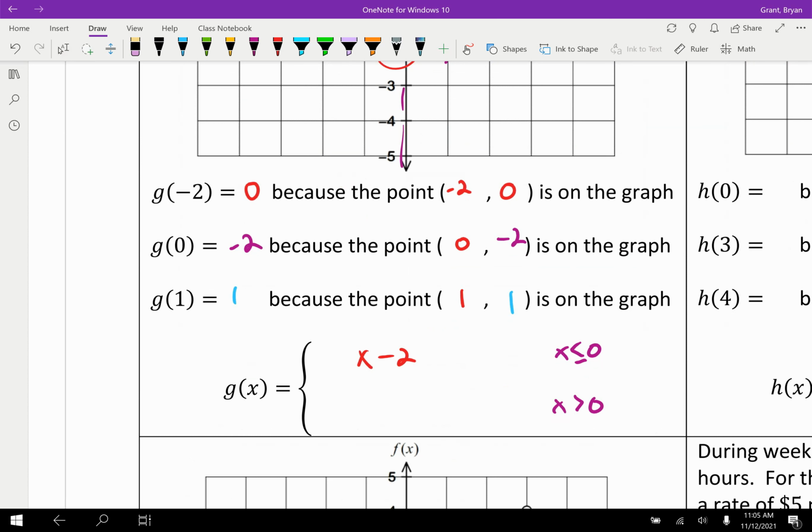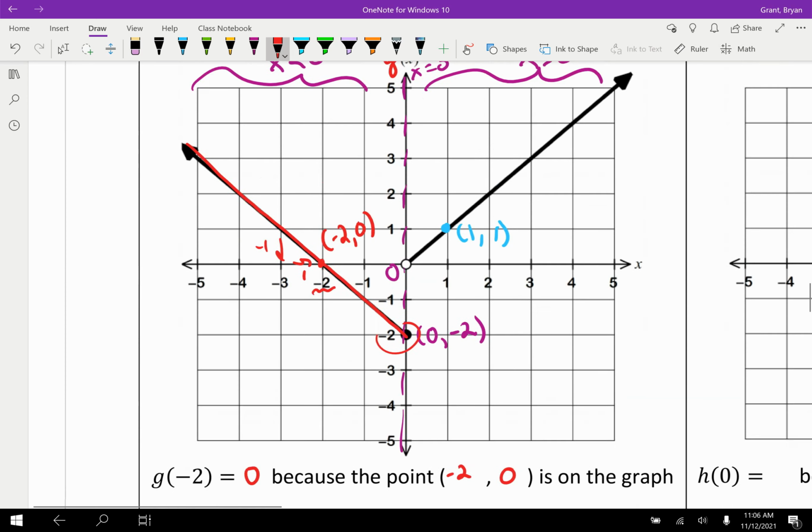You could also just say that this is negative 1, or if you really wanted to be simplified, you could just say negative x. All those mean the same thing. So the first branch of this piecewise function happens for x is less than or equal to 0, and it's the equation negative x minus 2.